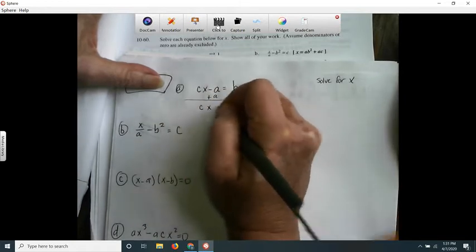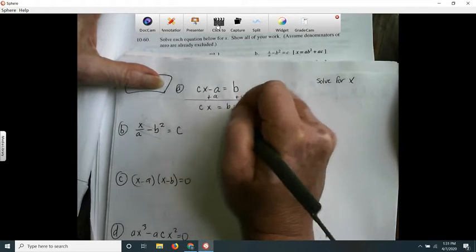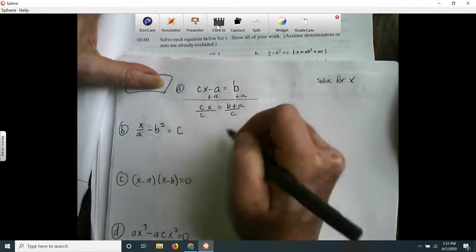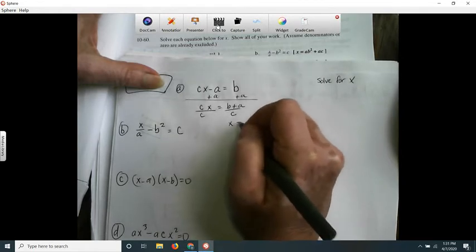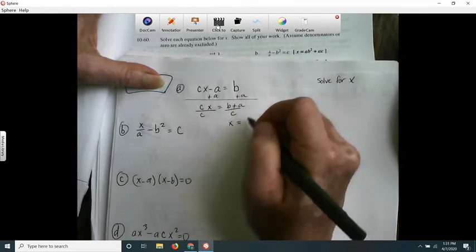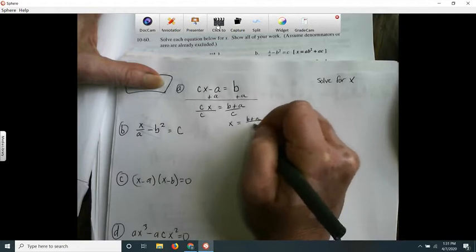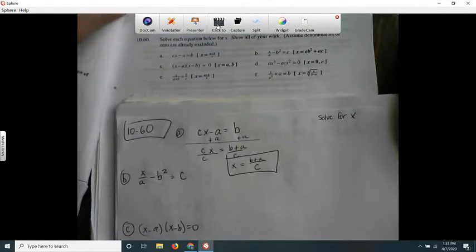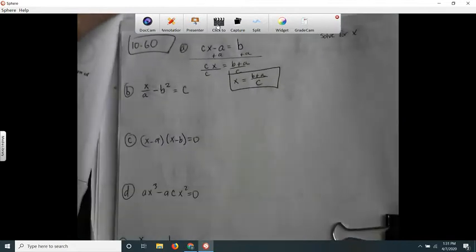c times x equals b plus a. And then I'm going to divide both sides by c. And x is going to equal b plus a over c, or a plus b over c.